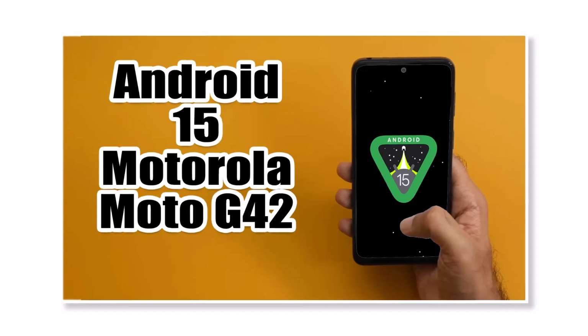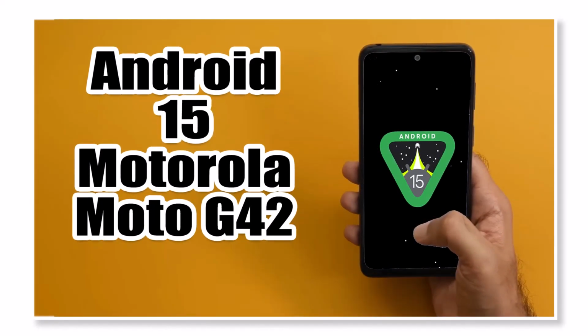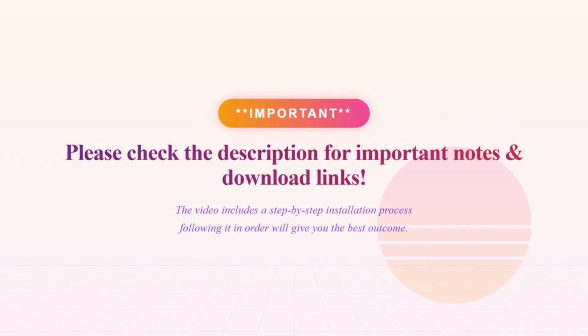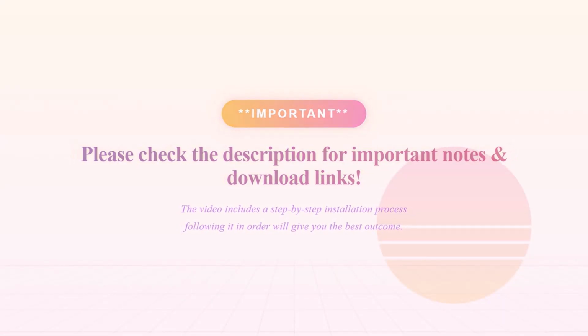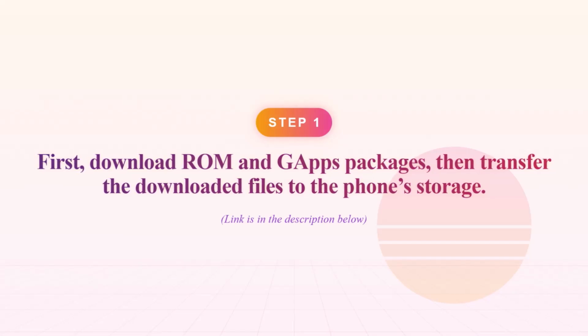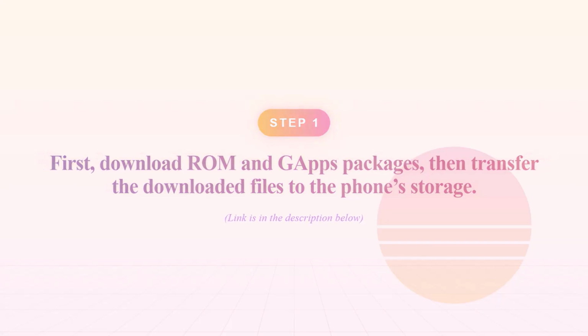Install Android 15 on Motorola Moto G42 via AOSP ROM. Please check the description for important notes and download links. First, download ROM and GApps packages, then transfer the downloaded files to the phone's storage.